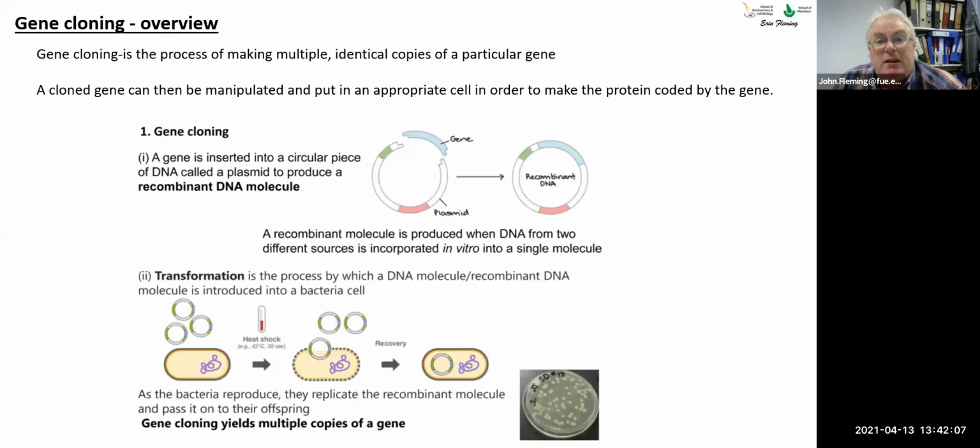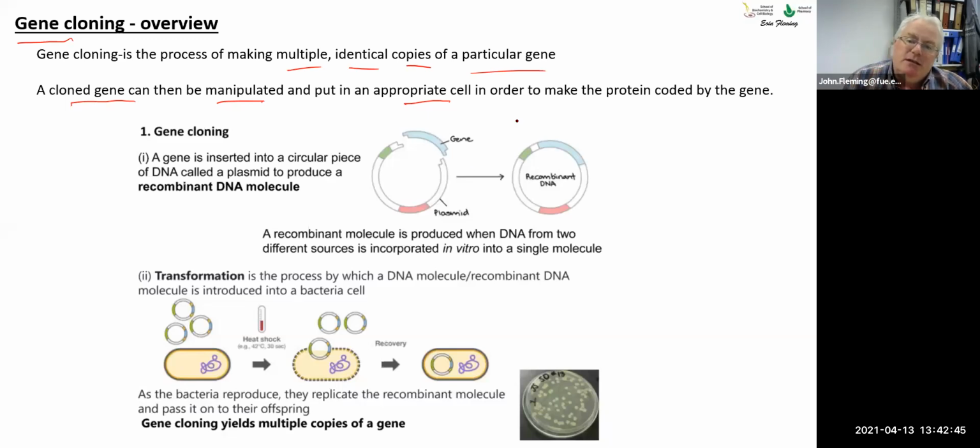All right, so these are the key tools that we're going to use in the context of recombinant DNA technology. The specific aspect of this recombinant technology that I want to talk about is often referred to by the general term of gene cloning. Gene cloning is the process of making multiple identical copies of a particular gene. The cloned gene can then be manipulated and put into an appropriate cell, and that cell will then be capable of making the protein that is encoded by the gene that we cloned.